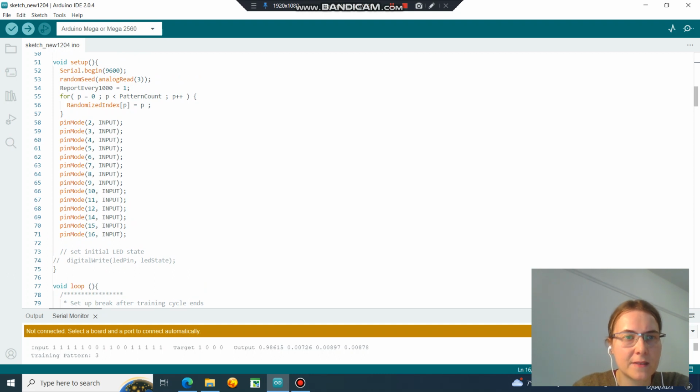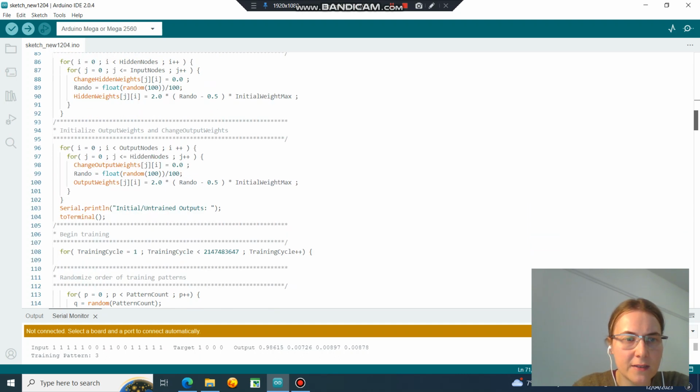Here we have the first loop. As we see, Serial.begin 9600 as the standard. Here we have 16 inputs without pin number 1. We have another loop.